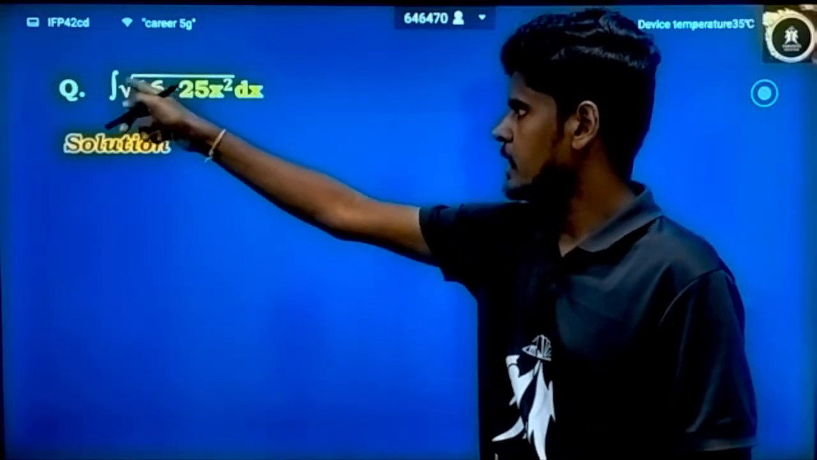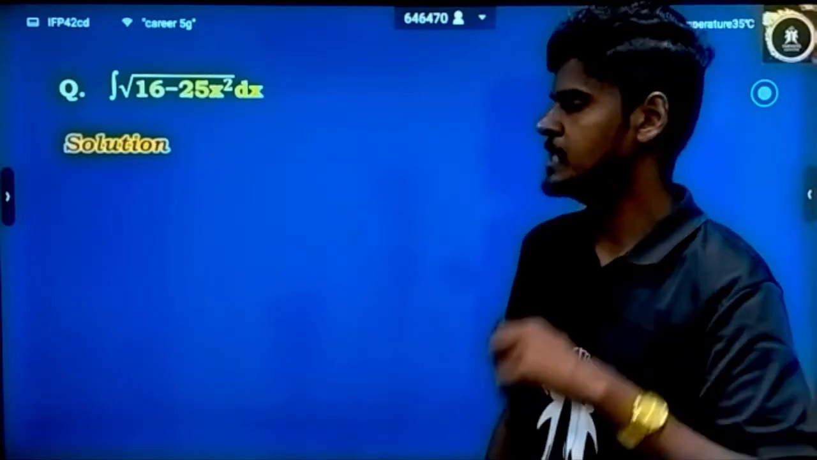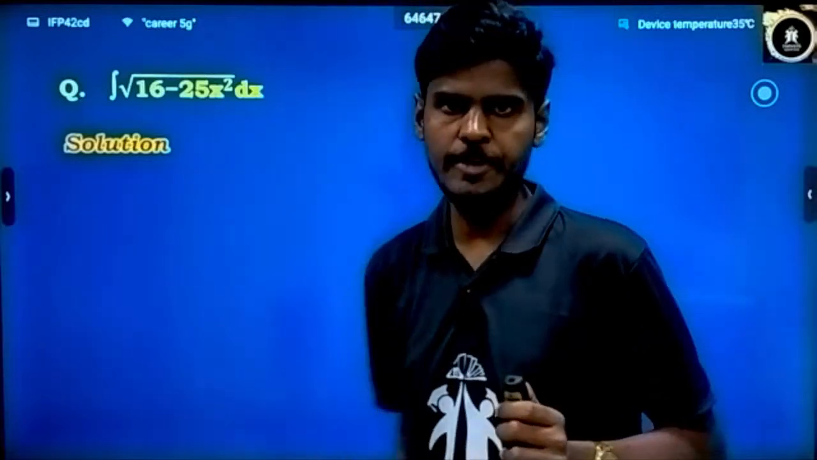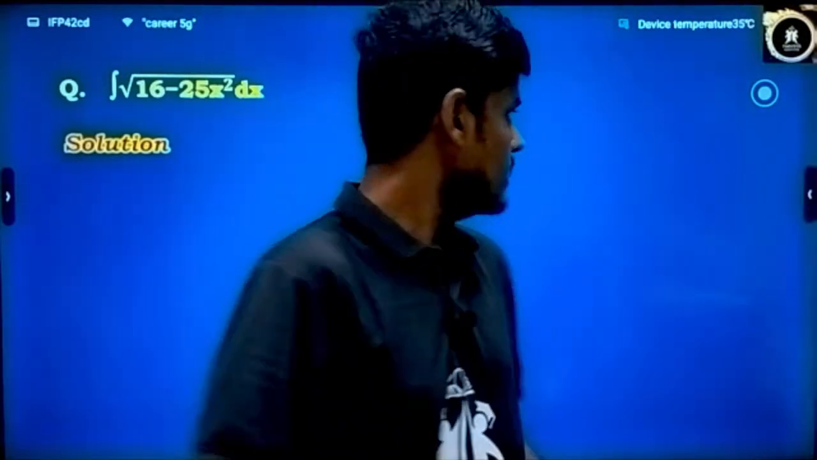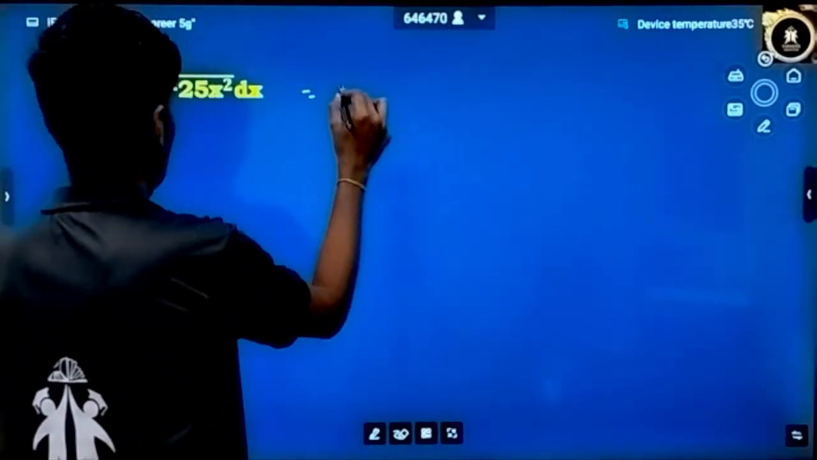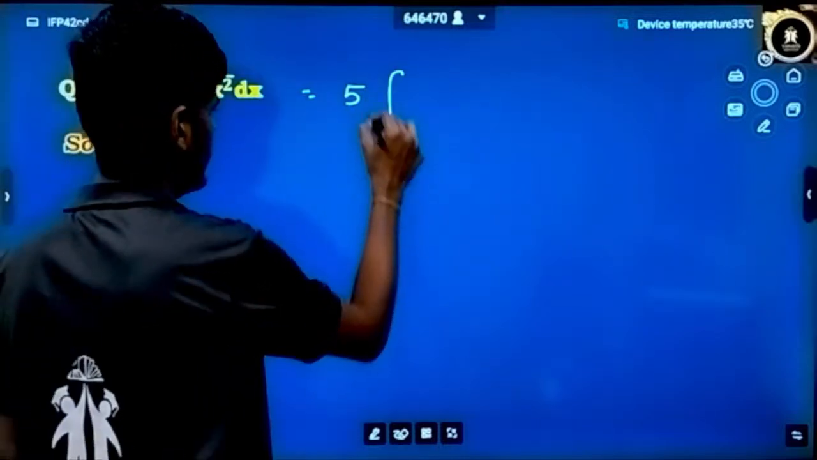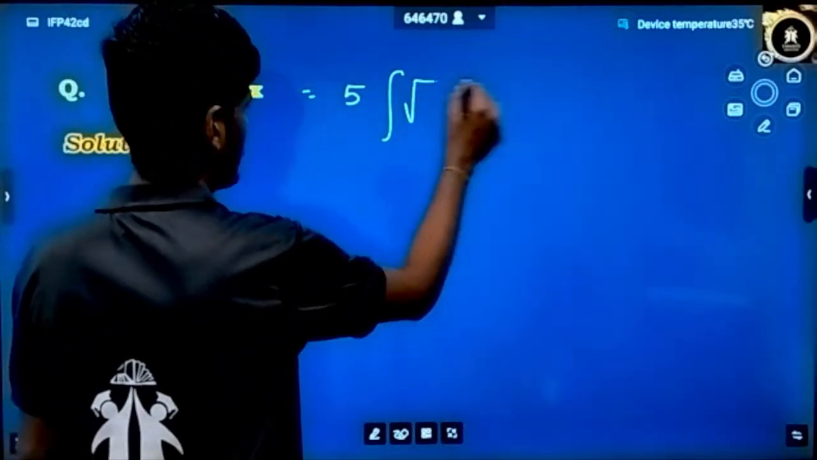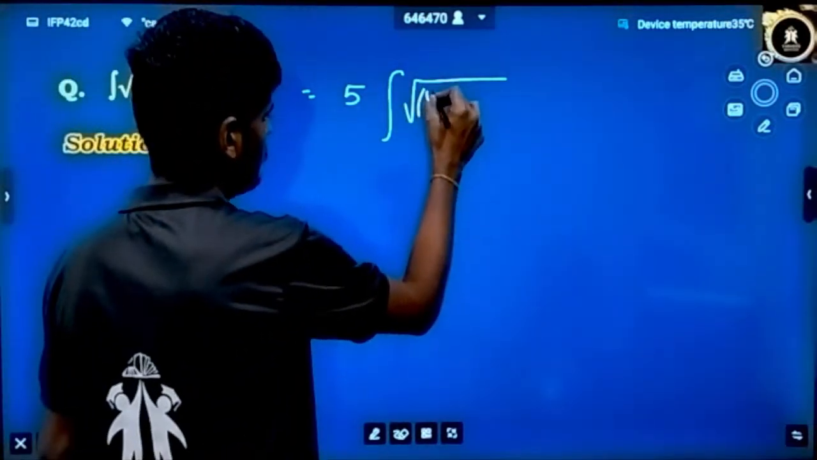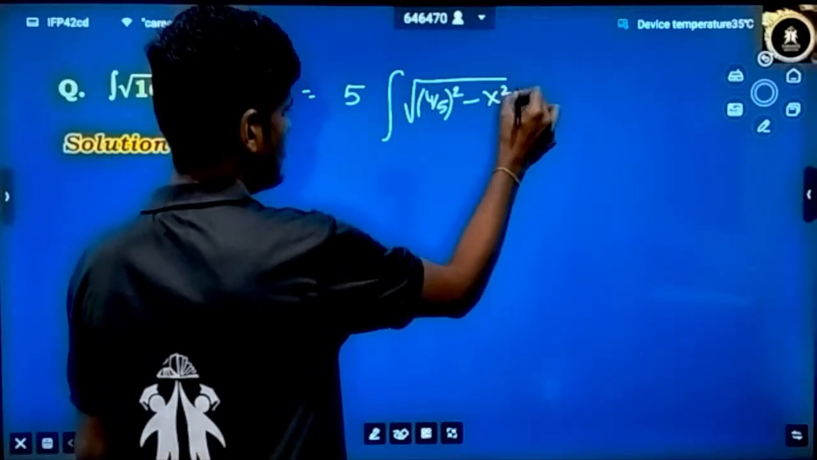Another question, integral square root of, this form is like a square minus x square. What is the first step, students? Make the coefficient of x square 1. That means we have to take 25 outside. Then we will get, if we take 25 outside, square root of 25 will become 5 into integral of square root of 16 by 25, which is (4 by 5) whole square, minus x square.